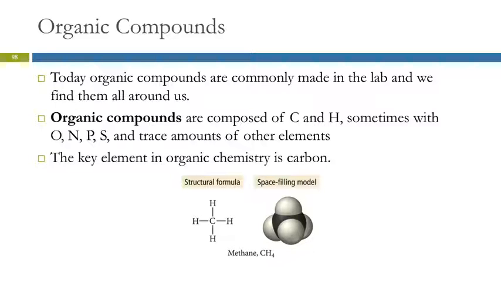Organic compounds are composed primarily of carbon and hydrogen. They may also contain oxygen, nitrogen, phosphorus, or sulfur, and sometimes a little bit of other elements, but they're going to be predominantly carbon and hydrogen. If there's no carbon in it, it's not an organic compound.